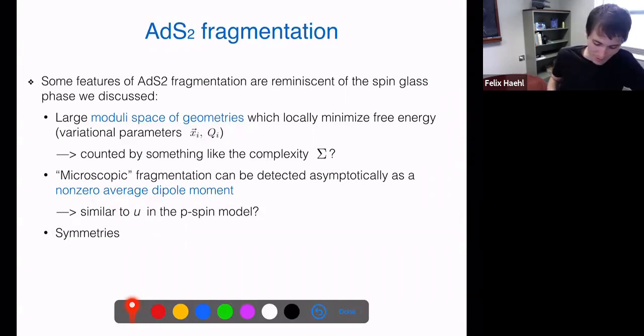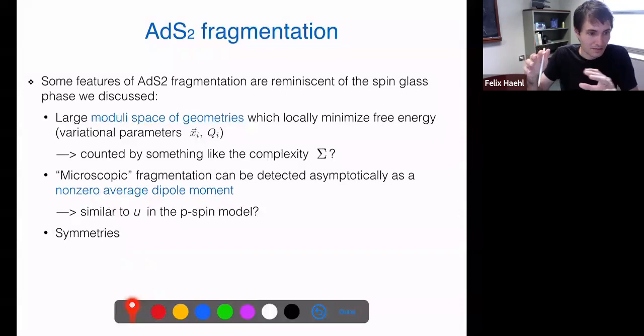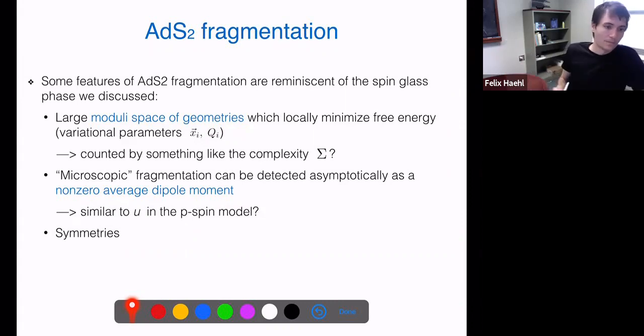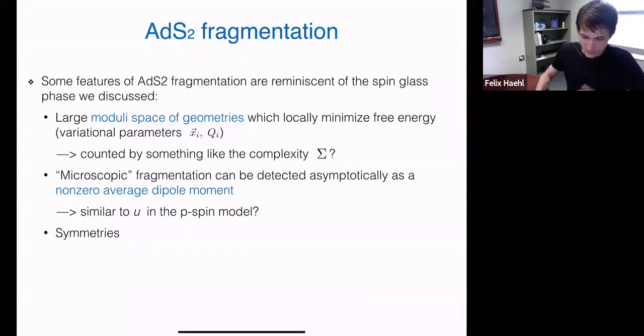Another point to mention is that with this fragmentation of the AdS2 space, as you zoom into these x1 and x2 horizons, you can detect asymptotically, not in the total charge, but in the presence of some dipole moment. So you have some multipole moments in the electrostatic field at infinity, which is due to this fragmentation inside the black hole, inside this AdS2 space. And then, of course, the symmetries match.